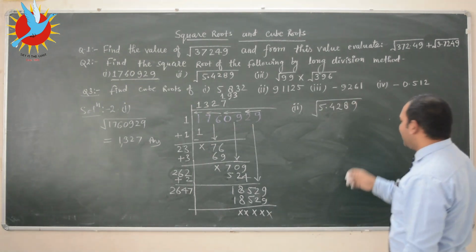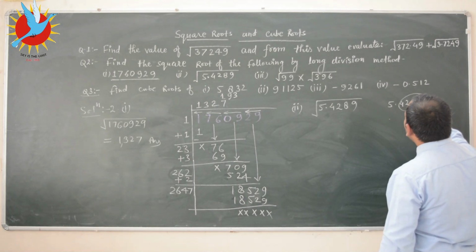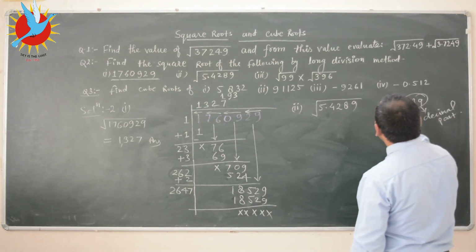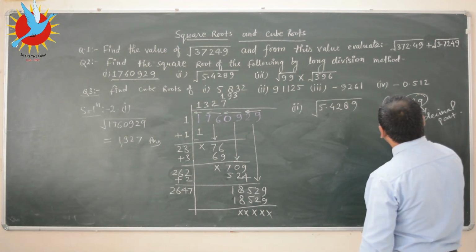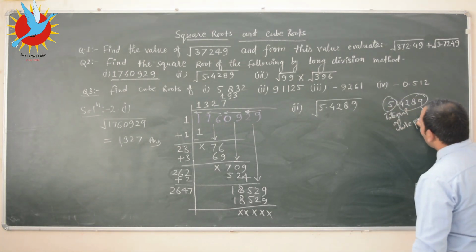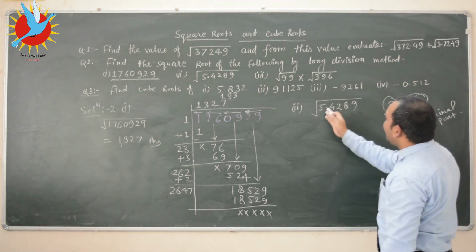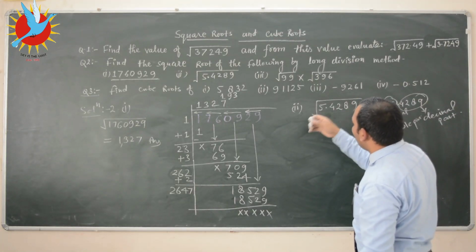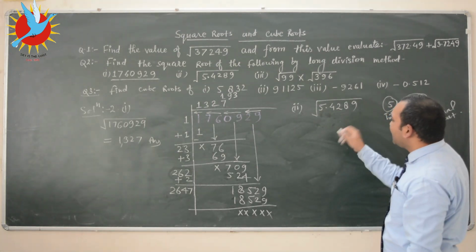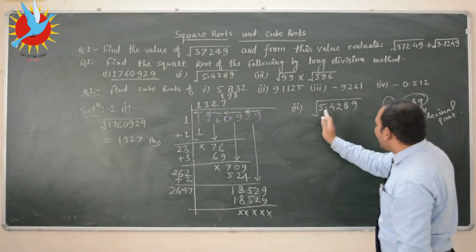In this decimal number 5.4289 there are two parts. This is called the decimal part, and this is the integral part or whole part. We pair the decimal part from left to right, and the integral part, or whole part, from right to left. In the whole part there is only one number, that is 5, so this will be single, and the decimal part will be paired from left to right.